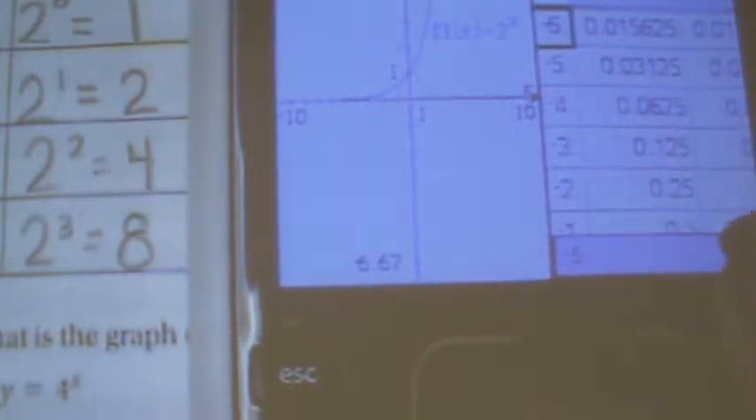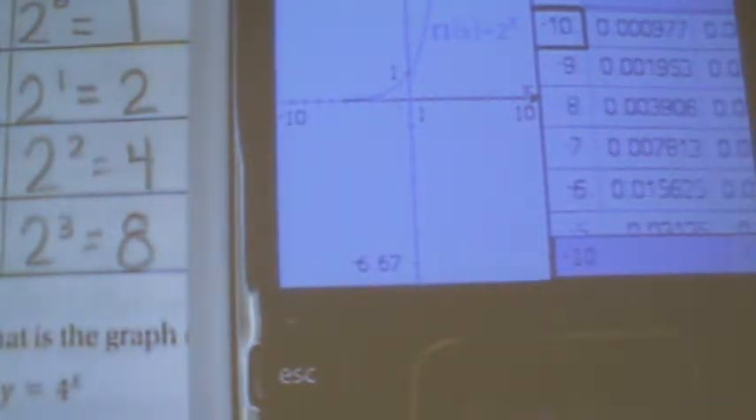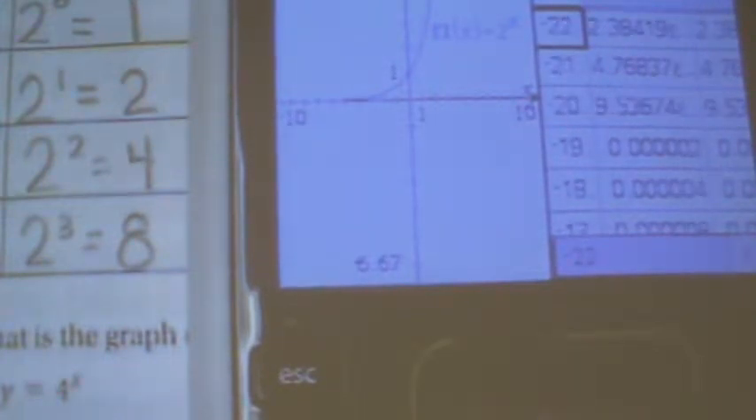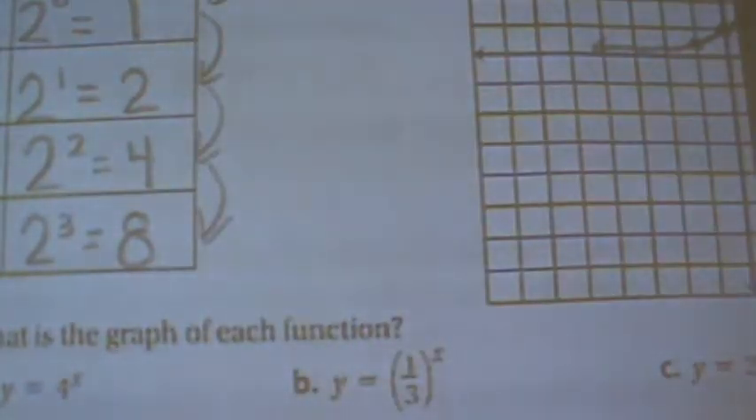So -5. Notice these y values. Do you see any of them negative? What are they doing? They're getting smaller and smaller and smaller. And I guarantee you can keep going. That just means 0.000000000. It's getting closer and closer to 0, but it's never going to cross it.